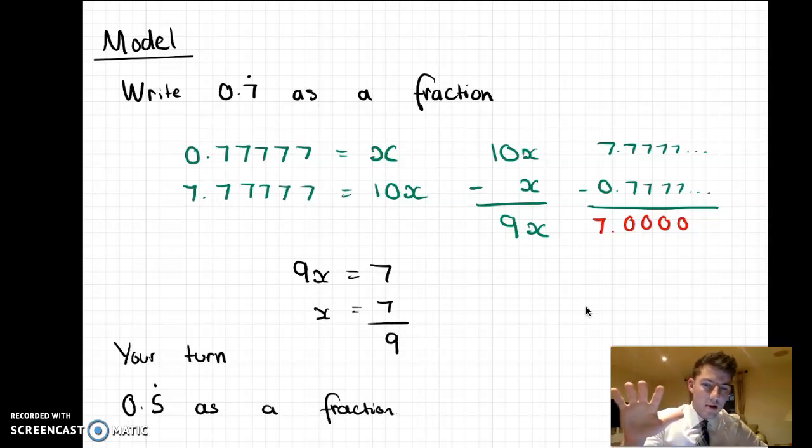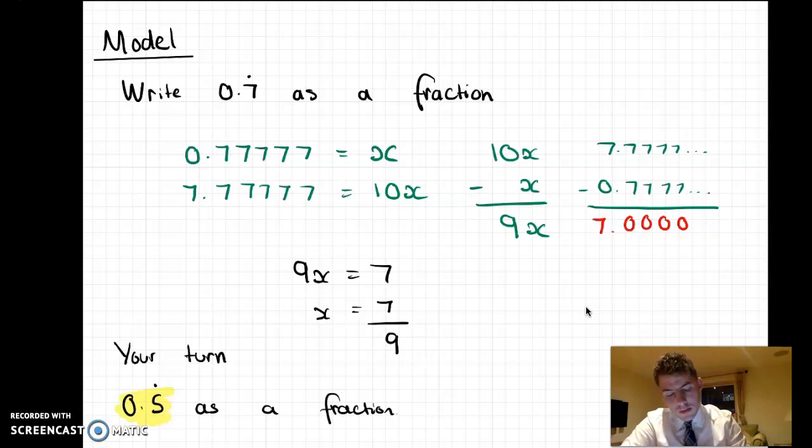Copy that down and then have a go at this question here. Write 0.5 recurring as a fraction. Okay, you should get an answer of 5 over 9.